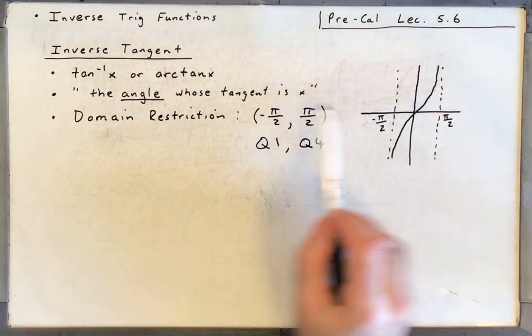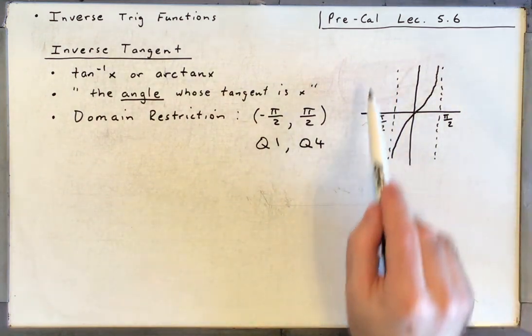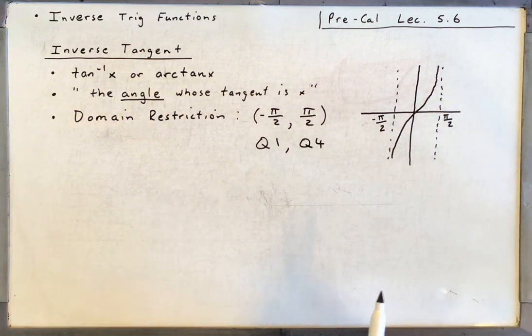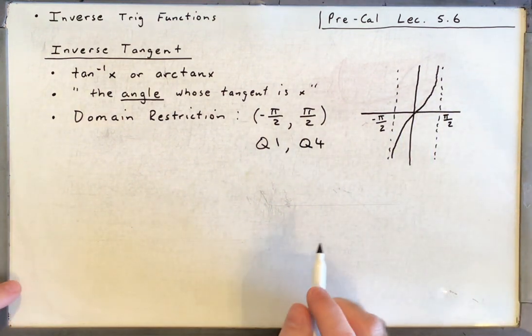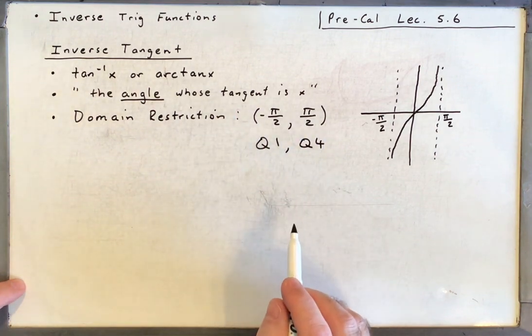Now, it goes on forever in every direction. So you keep having those lines again and again and again. Of course, if you included all those, it would fail the horizontal line test. Okay, so we've got to memorize those 3 domain restrictions.